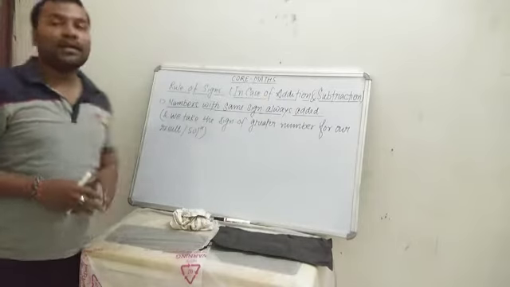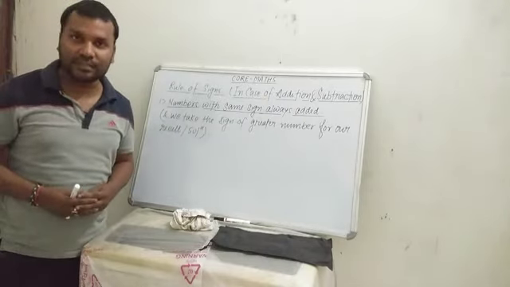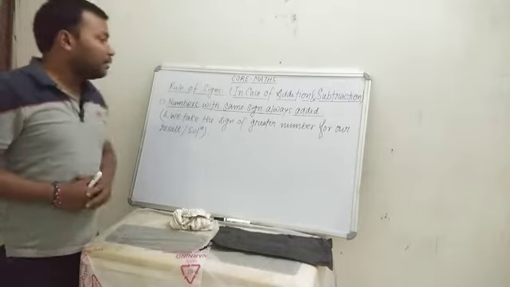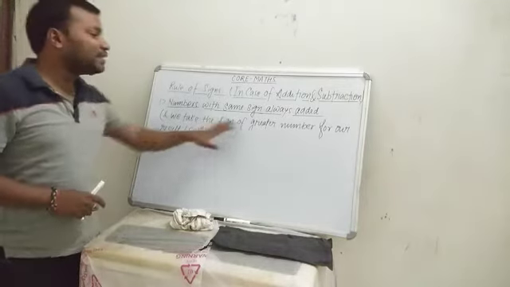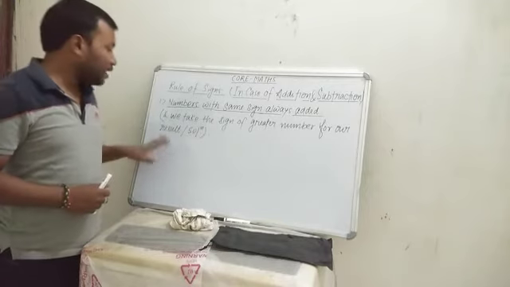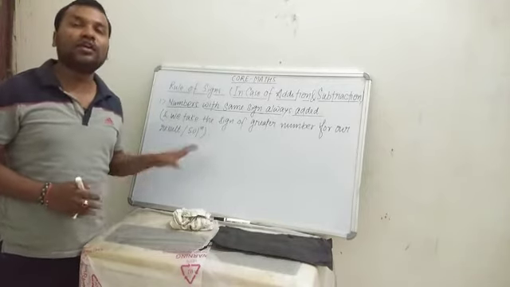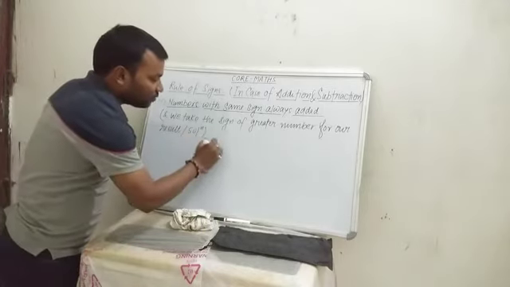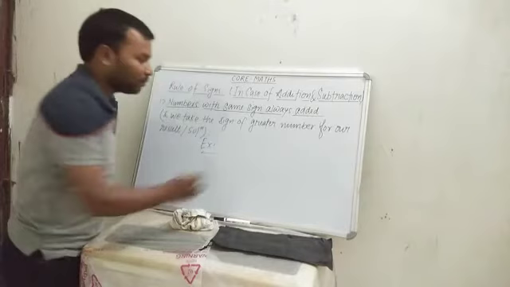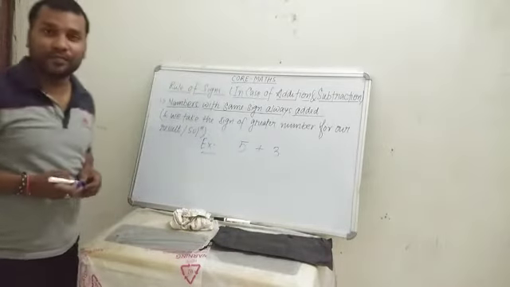For this case, the rule can be further categorized into two different parts. The first part is: numbers with the same sign are always added, and we take the sign of the greater number for our result or solution. Now just try to understand the meaning of this rule through this example. Suppose that we have two numbers, 5 and 3.